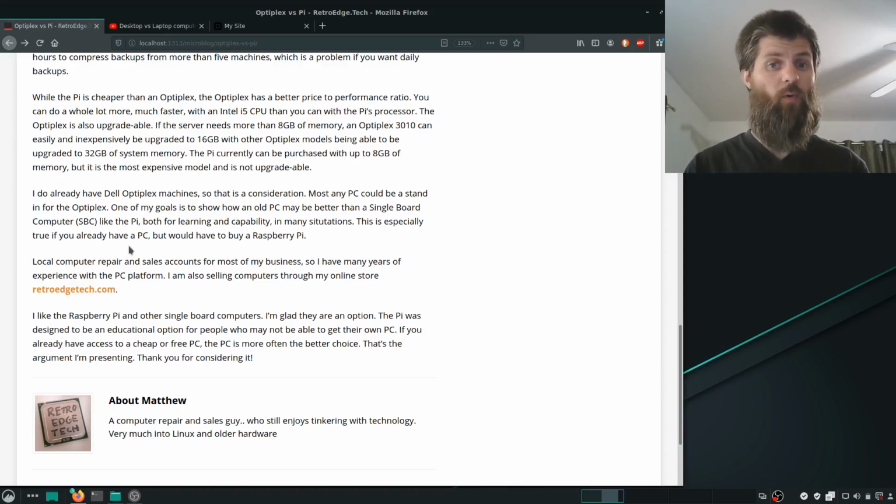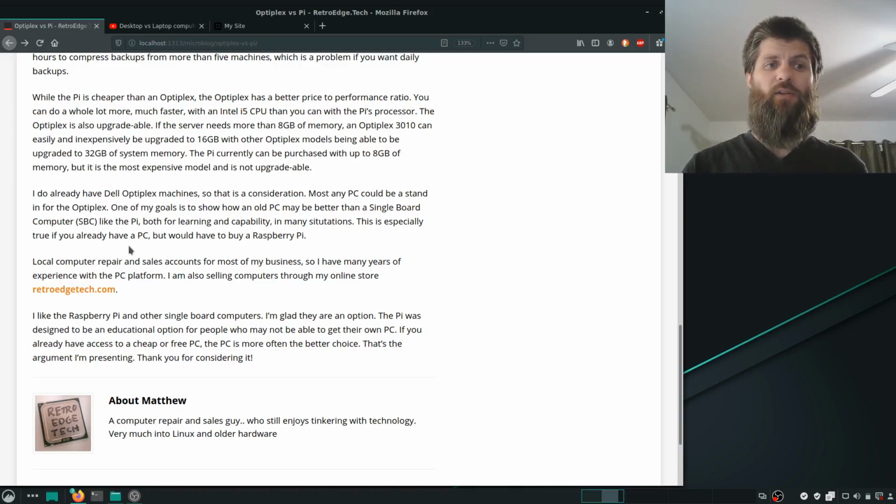Yes, that's incredibly cheap for what it does, and there's lots of fun things that you can do with the Raspberry Pi. I like the Pi. I think I actually have 4 Raspberry Pis in my house right now, at least. So the Raspberry Pi is cheaper than if you were to go out and purchase a PC. But you can do a whole lot more, much faster with, say, an Intel i5 CPU that's in the Dell Optiplexes than you can with the Pi processor.